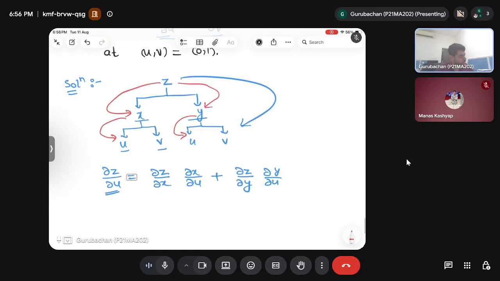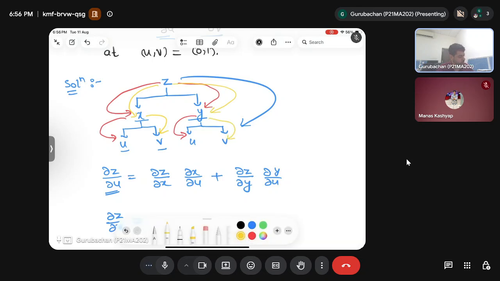Now, if we need to calculate, suppose, del z by del v, how will we move? We will go z to x first, then x to v. In the same way, y, then y to v. So it will give us, let me mention with that color also.